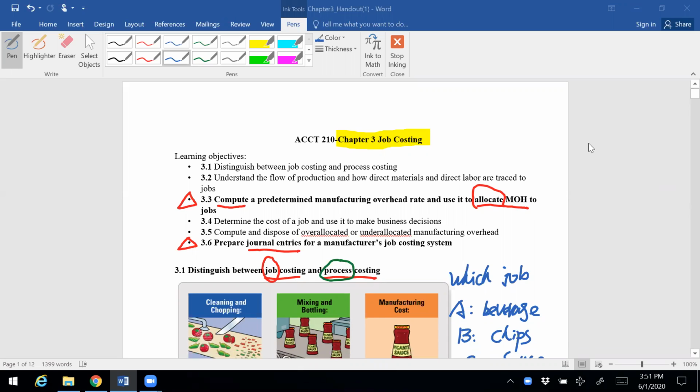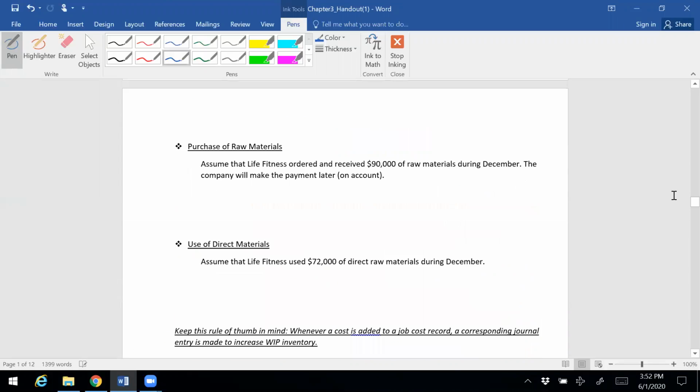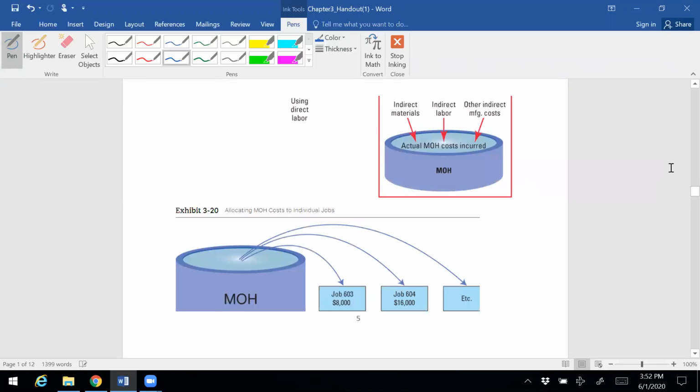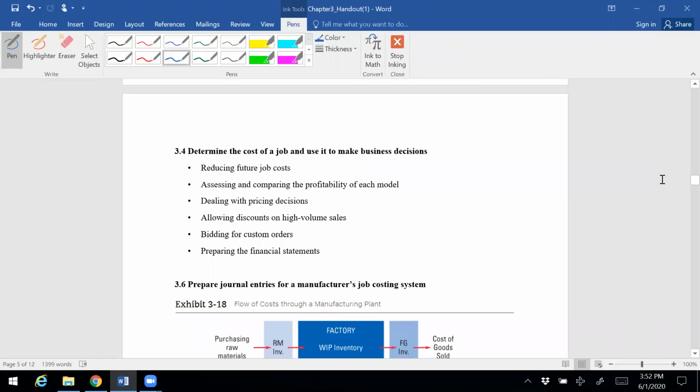So last time we talked about learning objective 3 and we did a practice. I hope you feel a little bit better after doing the practice. You kind of start getting the idea: how do we get the predetermined rate, and then how do we allocate the manufacturing overhead to each specific job, okay? Then today we start working on the journal entry, and I think we will use 2 videos to finish all the journal entries.